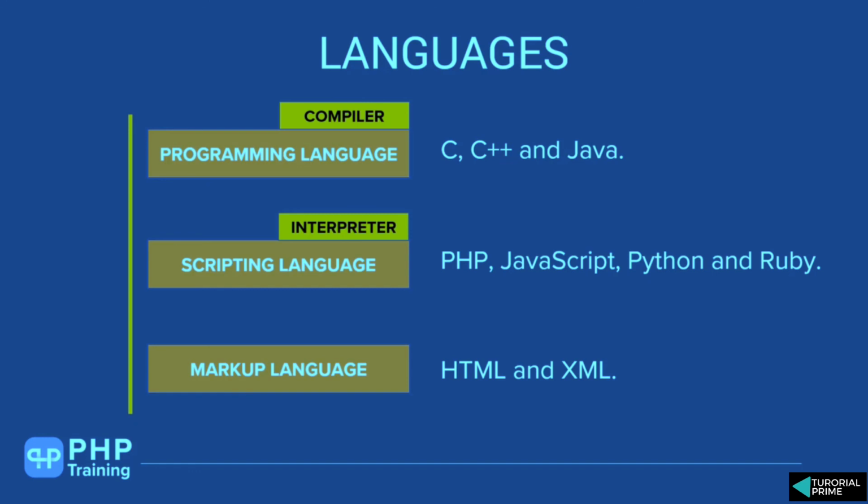The next section will be to understand compiler and interpreter. Okay, so that's all for this lecture on the different types of languages that we have. Let's look at compiler versus interpreter.